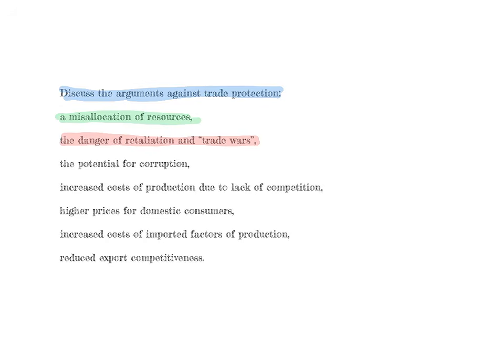Like recently, President Trump has enacted tariff barriers against China, and a lot of people are worried that China might retaliate and enact the same tariff barriers. So this could lead to trade wars, which is not really helpful for anyone involved. The third argument against trade protection is the potential for corruption. Government officials, for example, if there are quotas, government officials might hand out the quota licenses to the foreign producers that bribe them. Or essentially, when there is trade protection, this gives government officials more power, which they can abuse and can lead to more corruption.